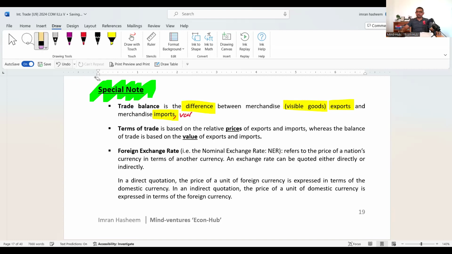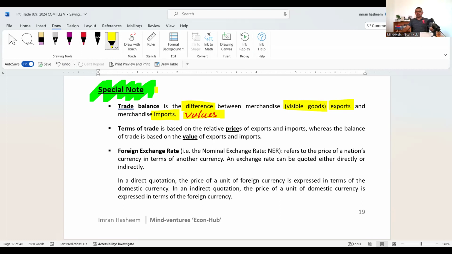No, we don't need a comma, right? Exports, imports. I would like to add values. Export, import, values. Can you write values there? Right. So that's basically trade balance: export value minus the import value.